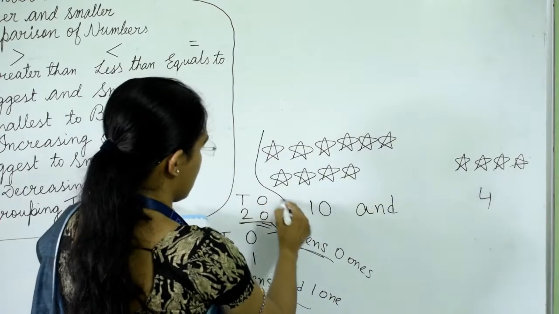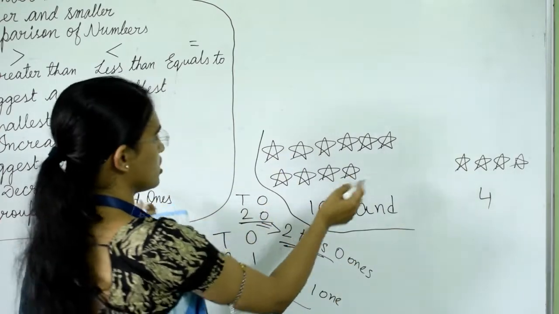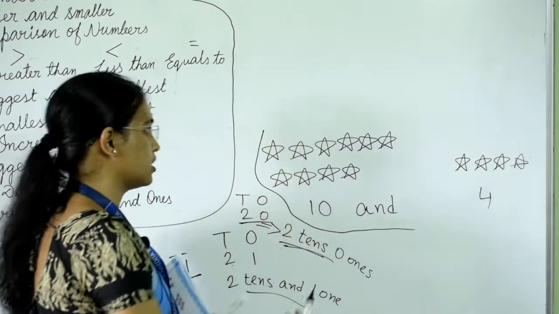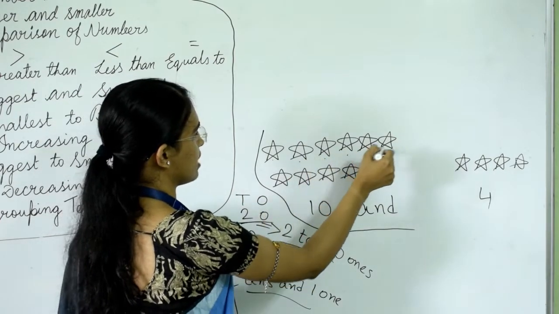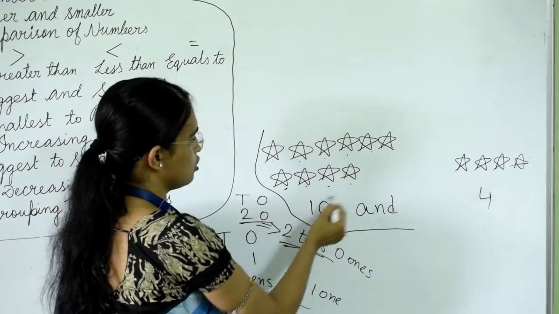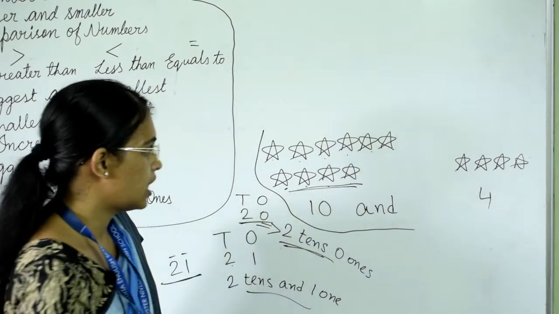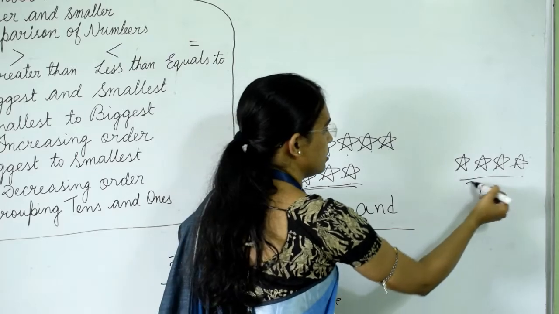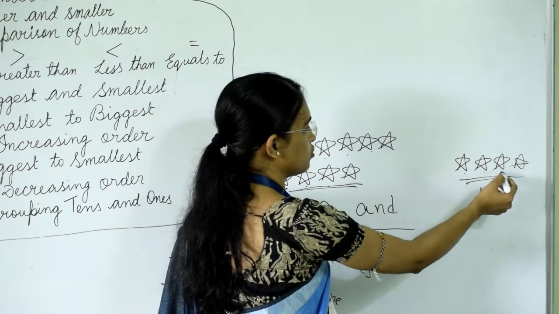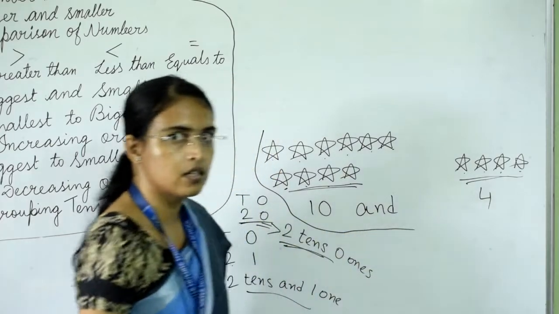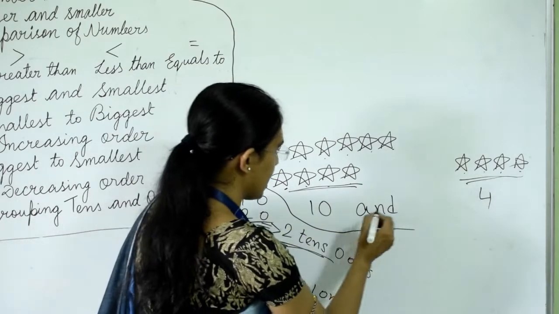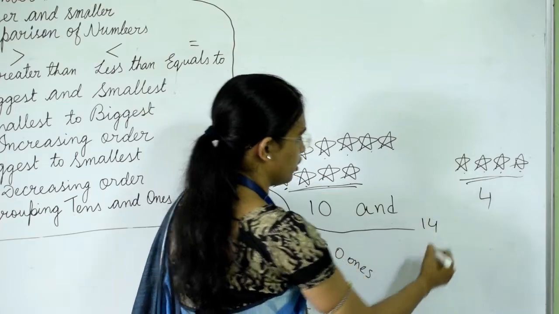And look here, I have written something, I have drawn something. What are these? These are stars. So how many stars on this side? 1 2 3 4 5 6 7 8 9 10. So I have 10 stars. And on this side, how many stars? 1 2 3 4. So 10 and 4 makes 14. 10 and 4 makes 14.